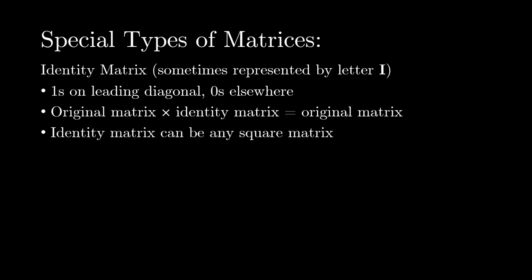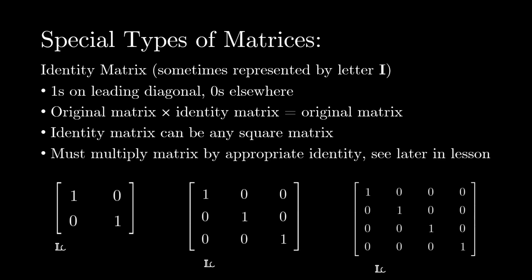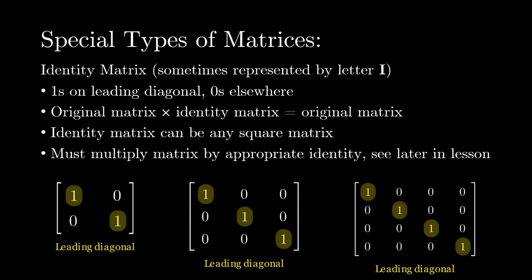And in order to use the identity matrix appropriately, you must multiply this identity matrix by any appropriate matrix, as we'll see later in the lesson. Here are some examples of identity matrices with their leading diagonals labeled. So as you can see, the main diagonal has ones on the leading diagonal.